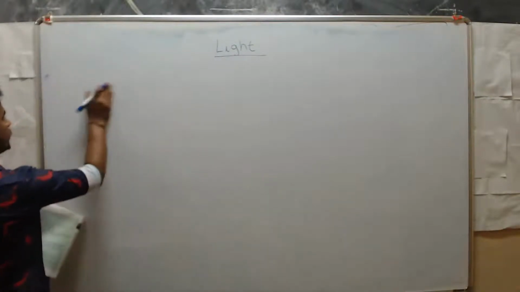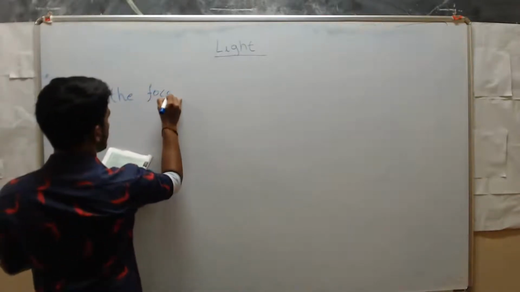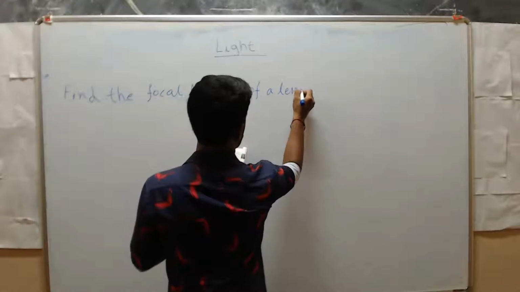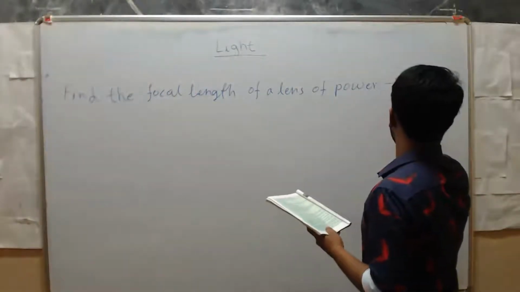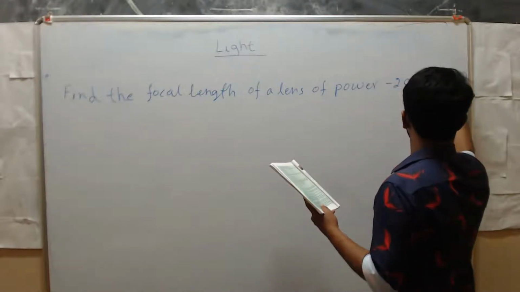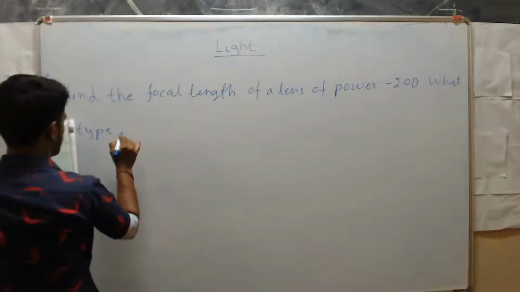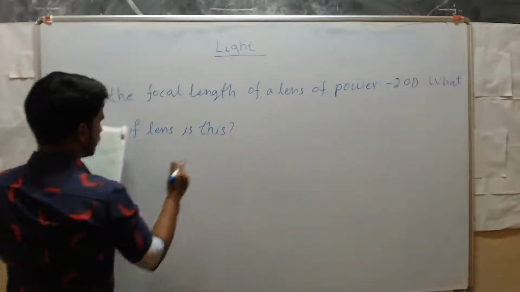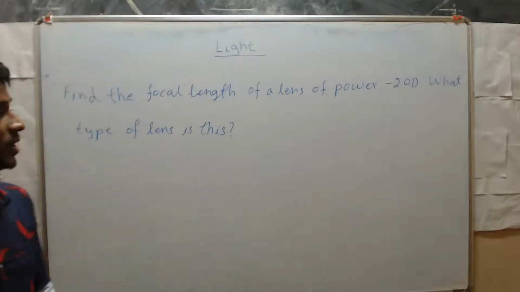Here, find the focal length of a lens of power minus 2.0D, and what type of lens is it?